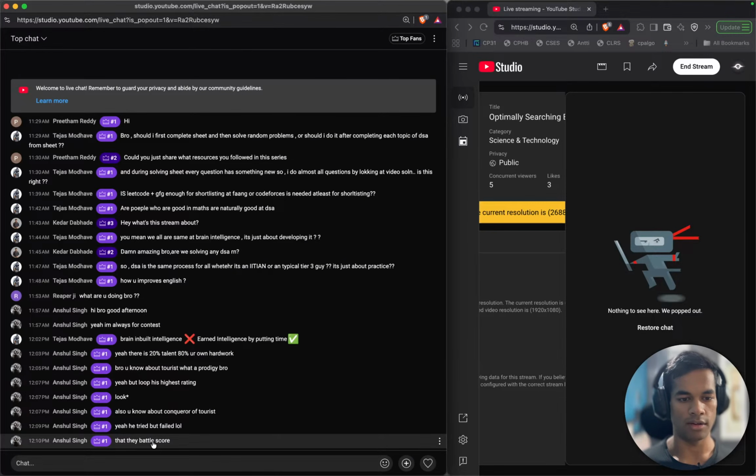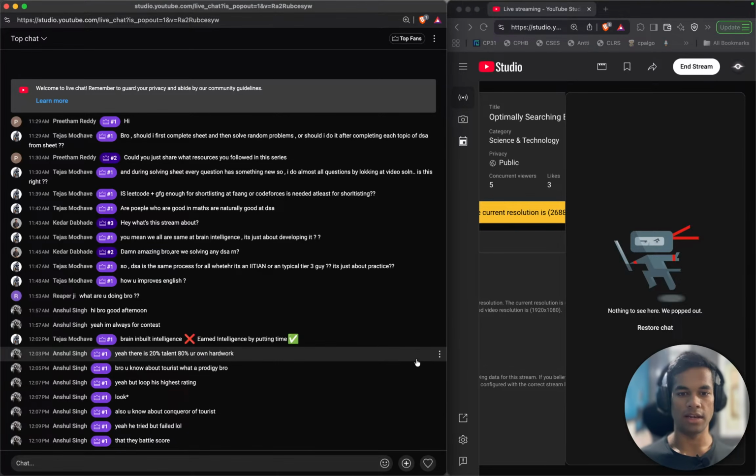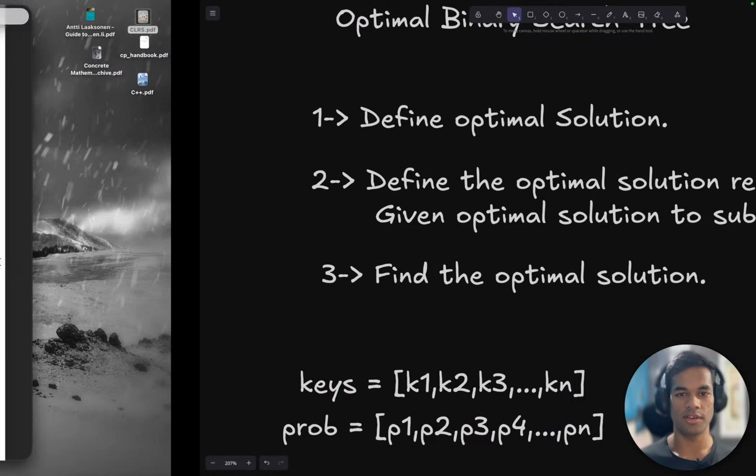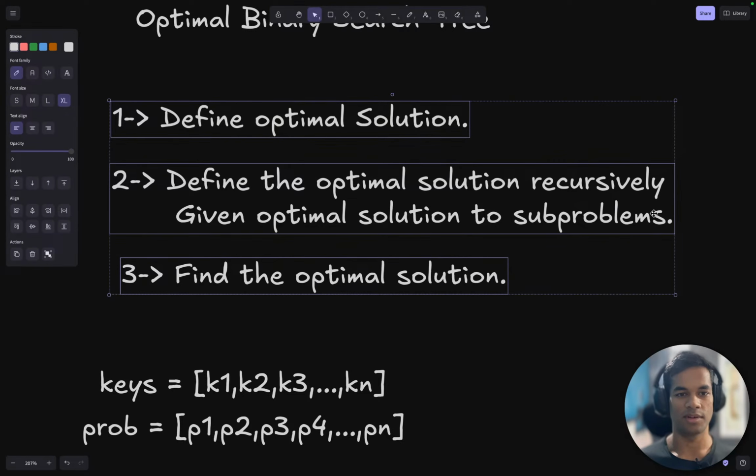That the battle score. The battle score? What is battle score? They have 1-on-1, 1v1s. That would be cool. Having a 1v1 with Gennady Korotkovich would be cool.